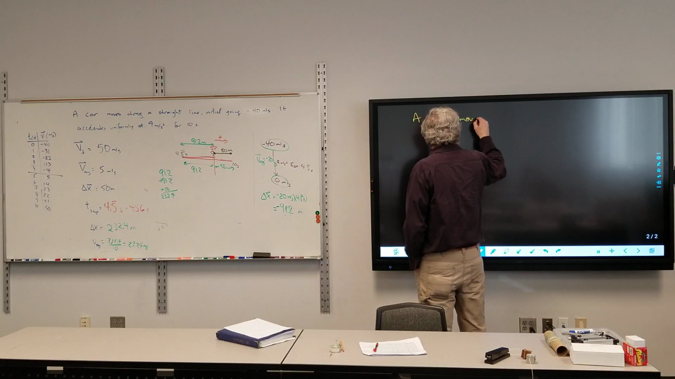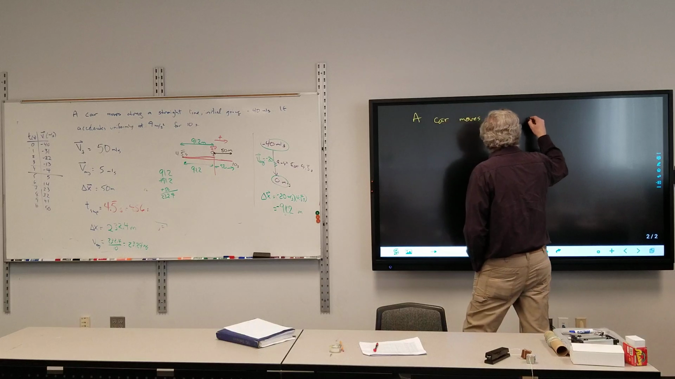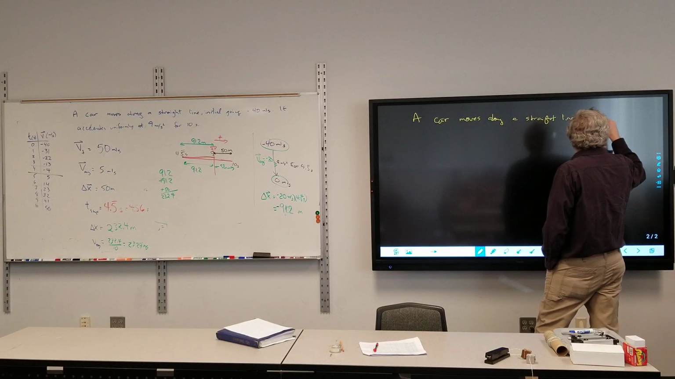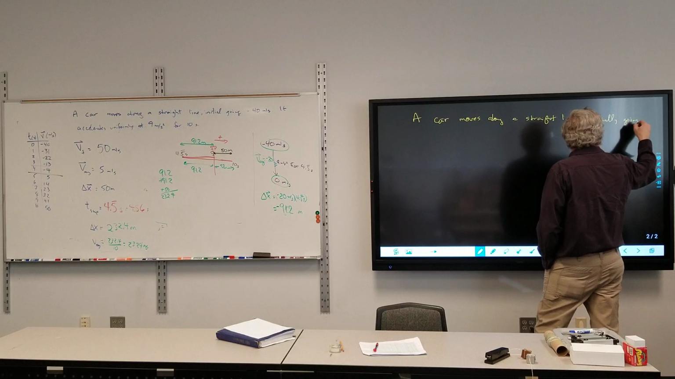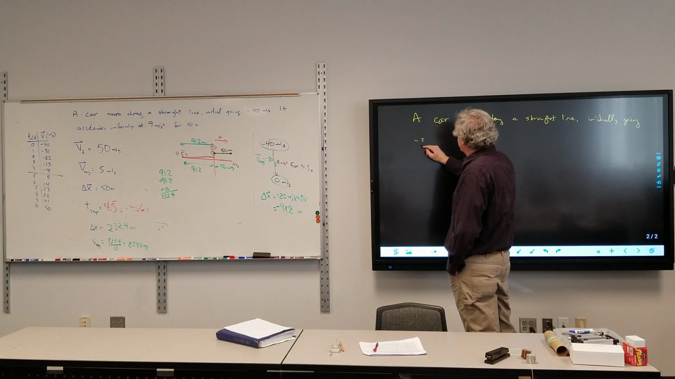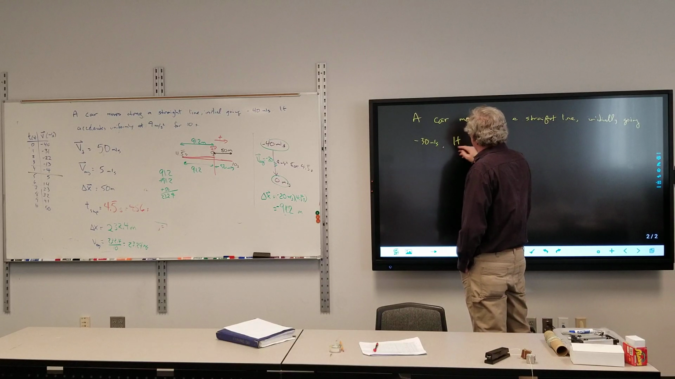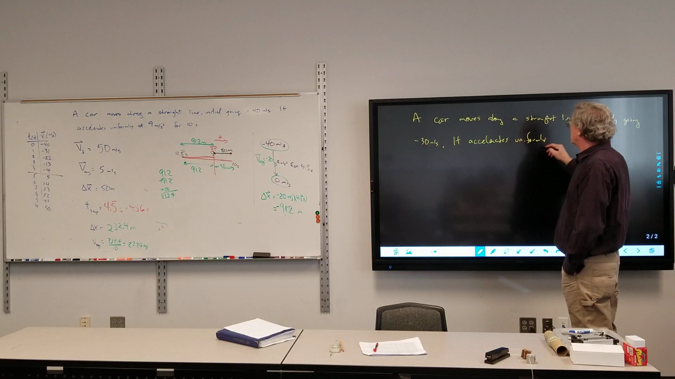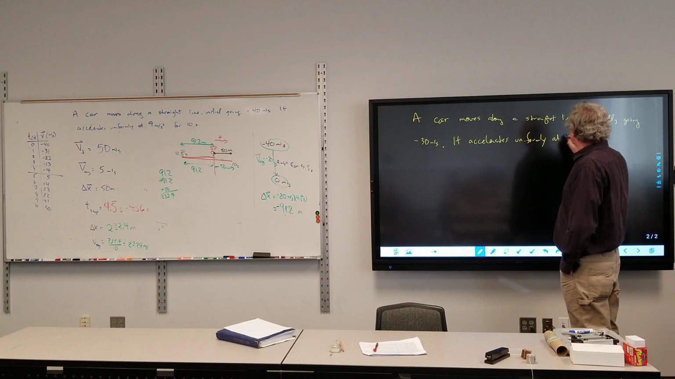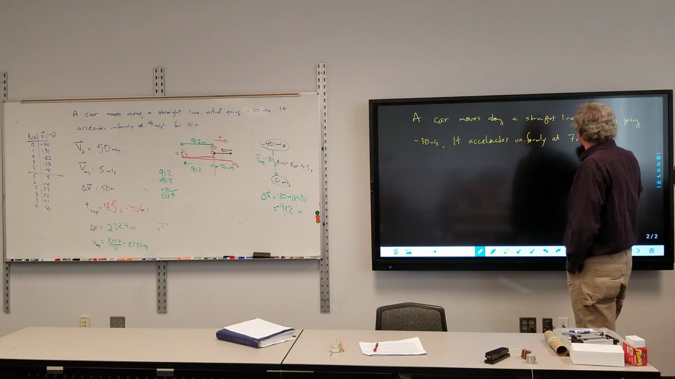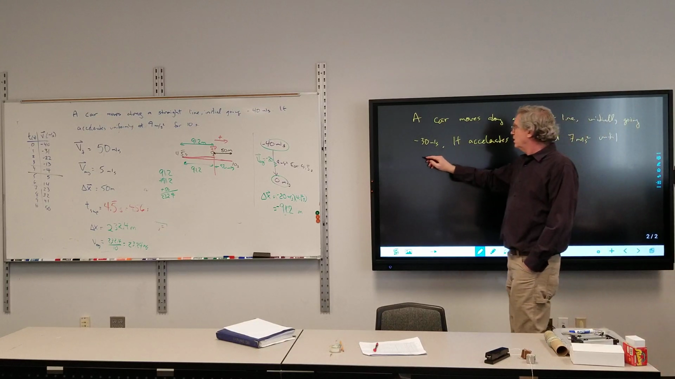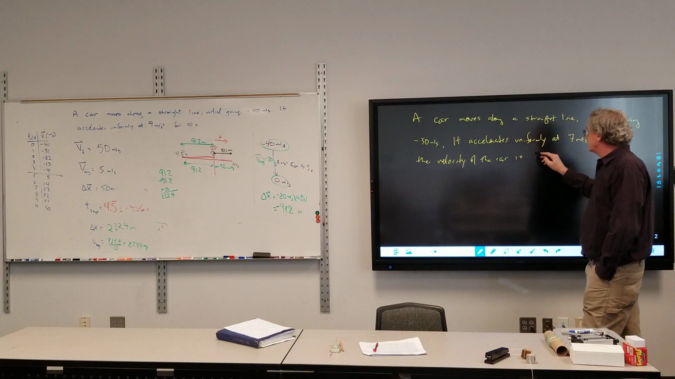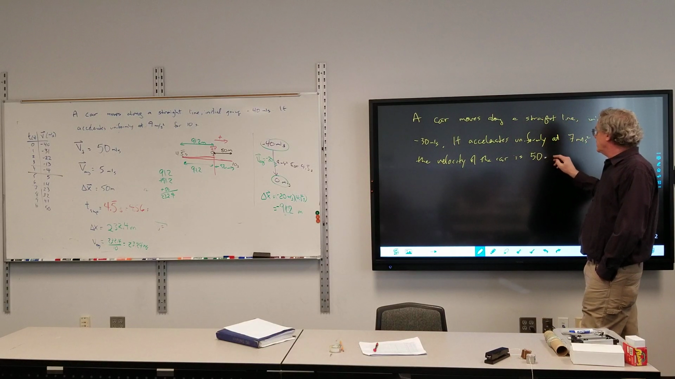Our car moves along a straight path. Just a straight line. Initially going negative 30 meters per second. It accelerates uniformly at 7 meters per second squared until the velocity of the car is 50 meters per second.